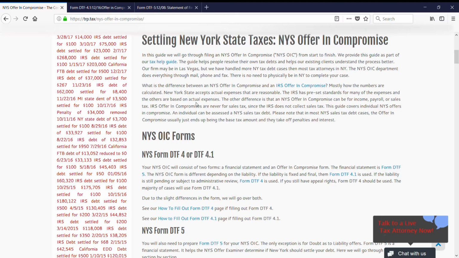So, there's going to be two main forms for almost everybody. That's going to be DTF 4.1 and DTF 5. DTF 4 is for liabilities that are not fixed and final, or for doubt as to liability, offers and compromise. Most people are going to have the liabilities fixed and final. They already know what it is, and they're going to do DTF 4.1 and DTF 5. So we'll go through 4.1 first.